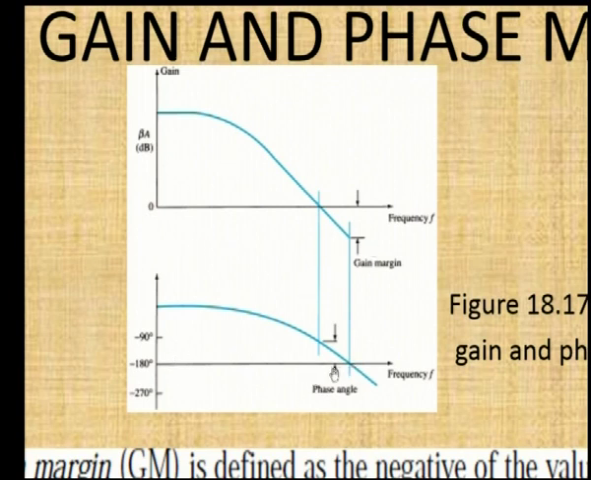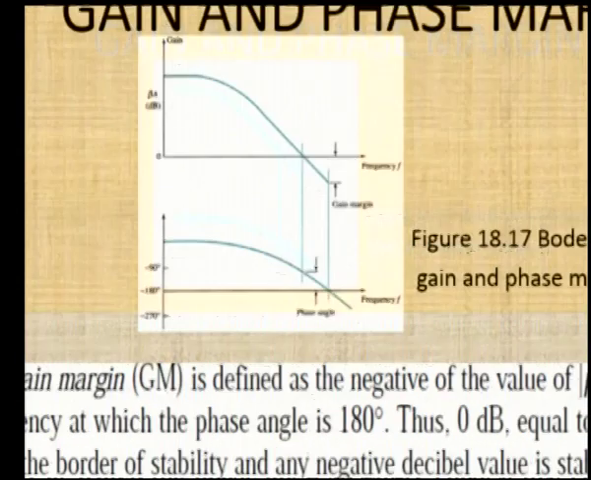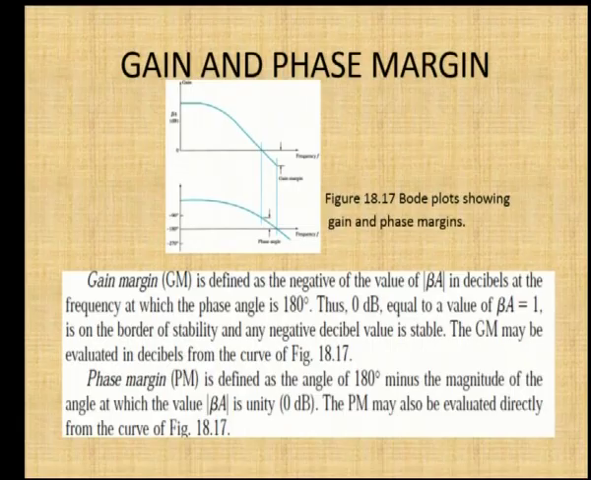And what is the phase margin? It is 180 degree minus the phase value at which the gain intercepts 0 dB. So, the gain which intercepts 0 dB has one phase value, and the difference between that phase value and 180 degree is the phase margin. So, this has to be satisfied for a stable operation of an amplifier.